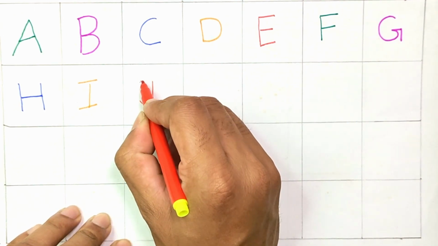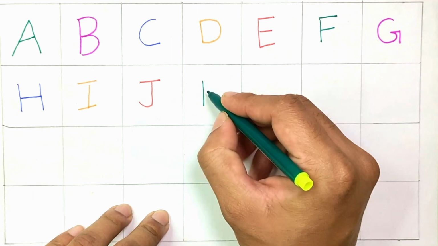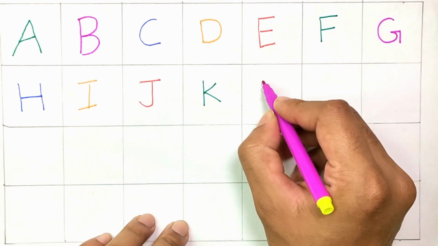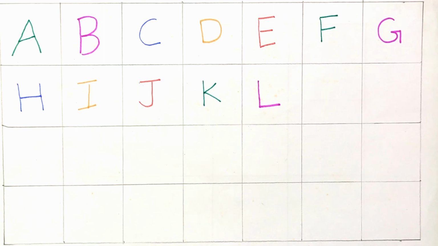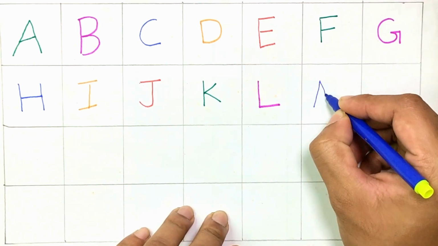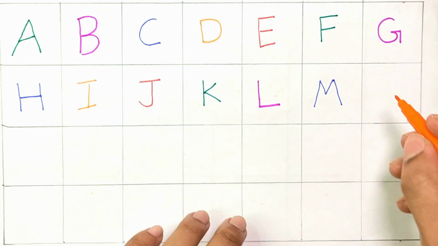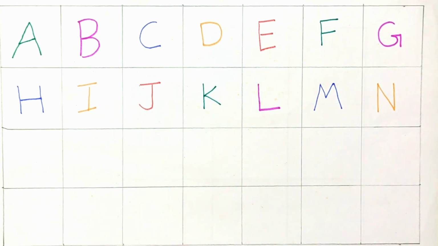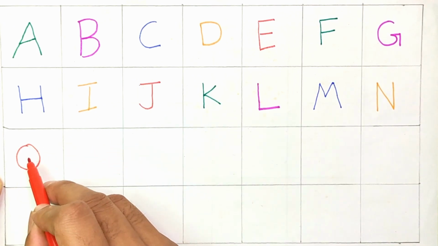J. J for jug. K. K for kite. L. L for lion. M. M for monkey. N. N for nose. O. O for orange.